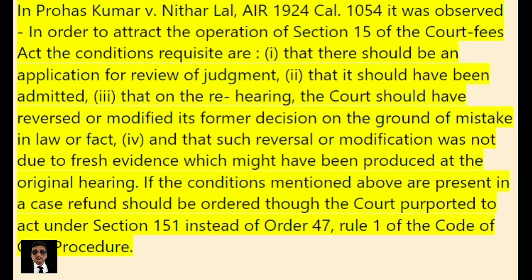3. That on the rehearing, the court should have reversed or modified its former decision on the ground of mistake in law or fact. 4. And that such reversal or modification was not due to fresh evidence which might have been produced at the original hearing. If the conditions mentioned above are present in a case, refund should be ordered though the court purported to act under Section 151 instead of Order 47, Rule 1 of the Code of Civil Procedure.